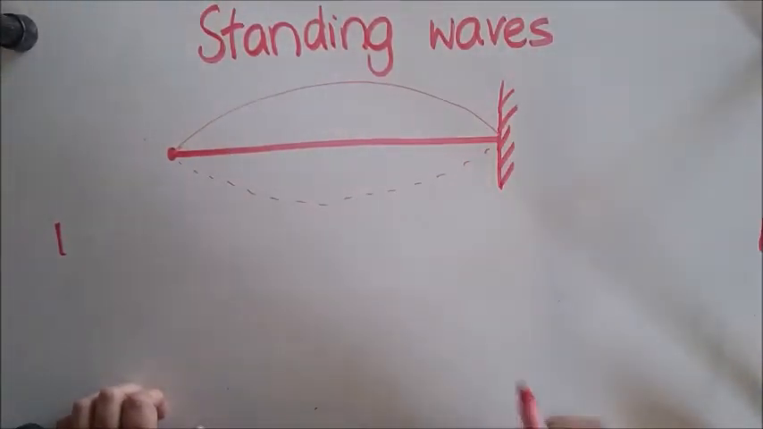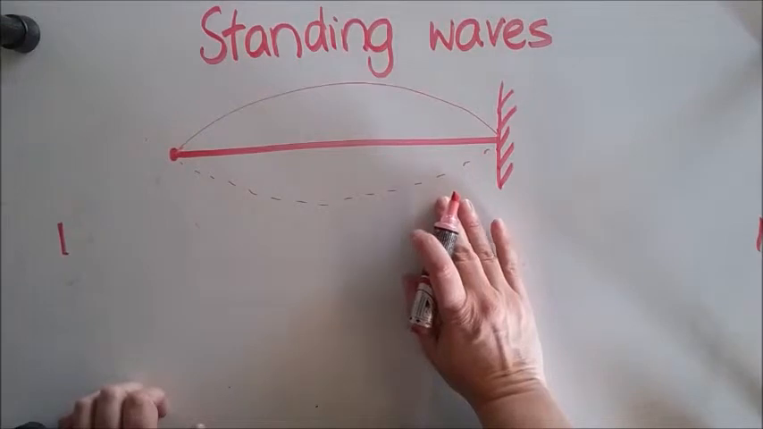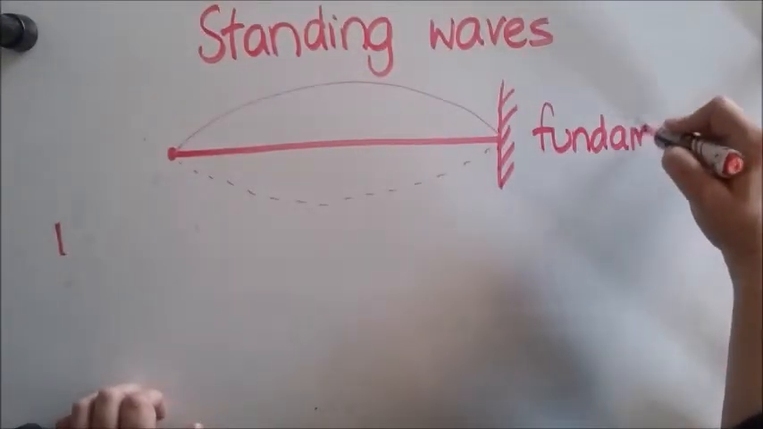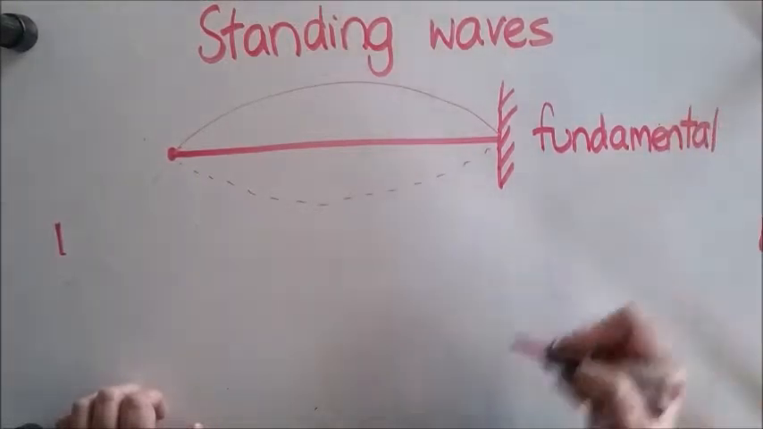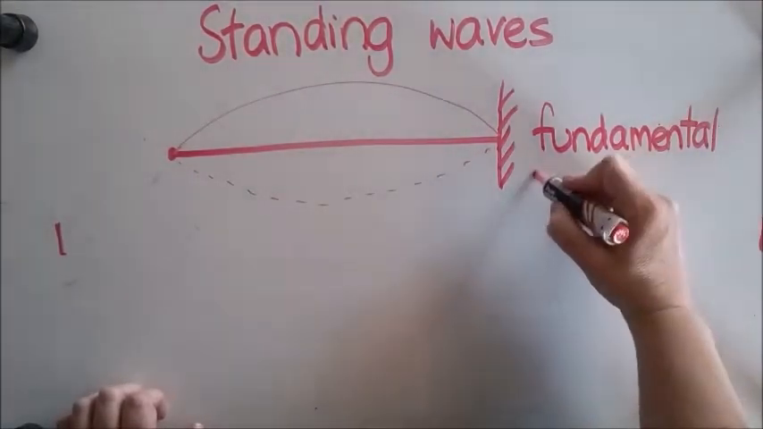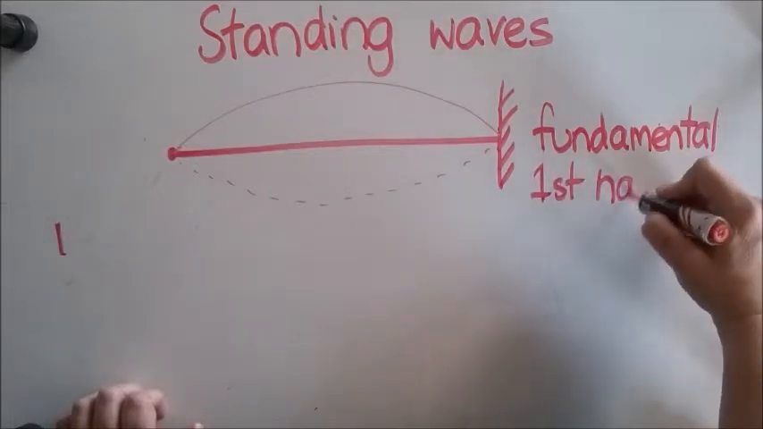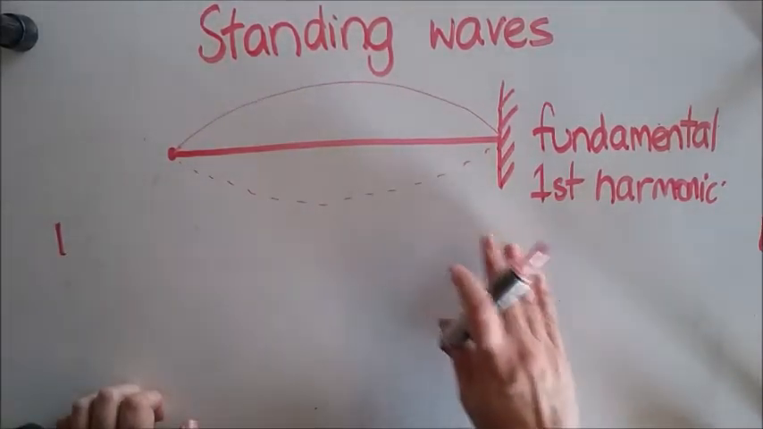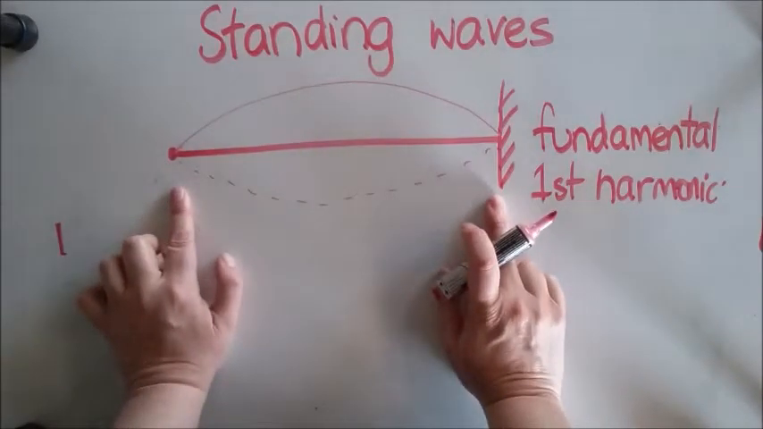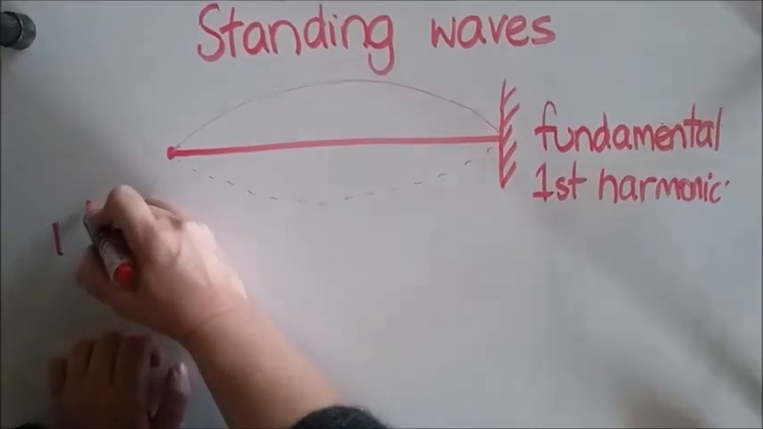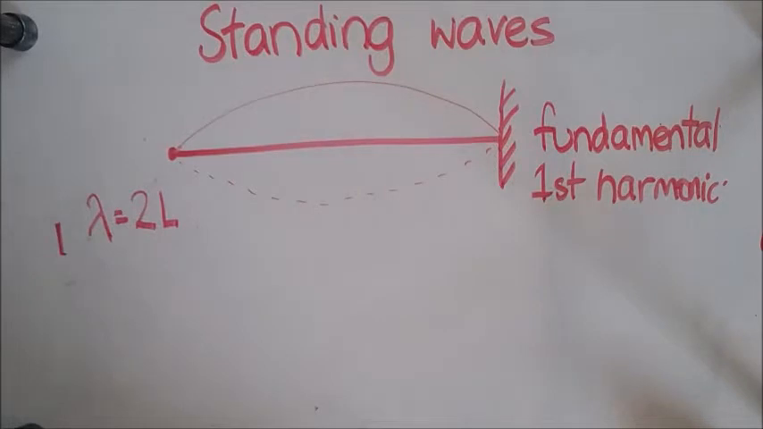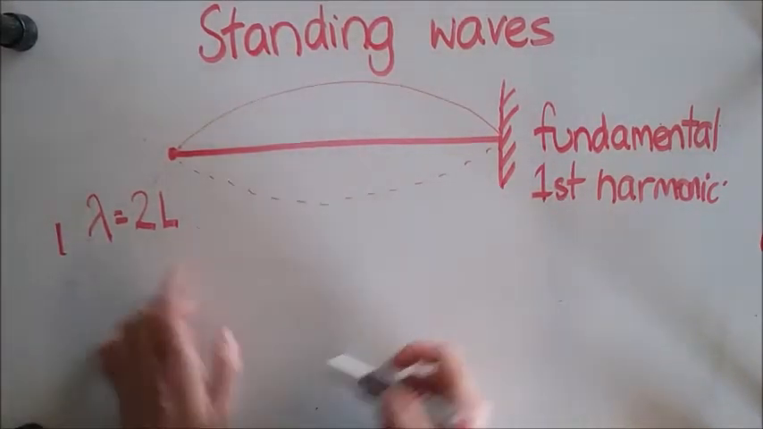Okay, that is the fundamental wave that can form on a string, and it's the simplest. That's why it's called the fundamental. Sometimes you'll see it called the first harmonic, and this will be important when we're talking about harmonics in general. And I hope you can see, looking at this, this is half a wave, so that means that the wavelength is twice the length of the rope for the fundamental. The most basic wave is twice the length of the rope.